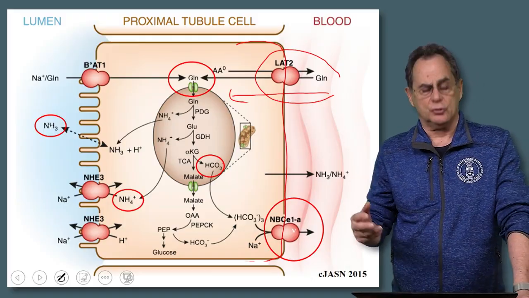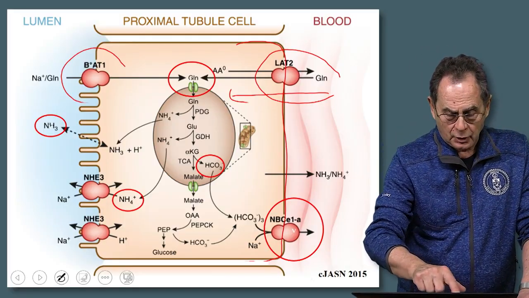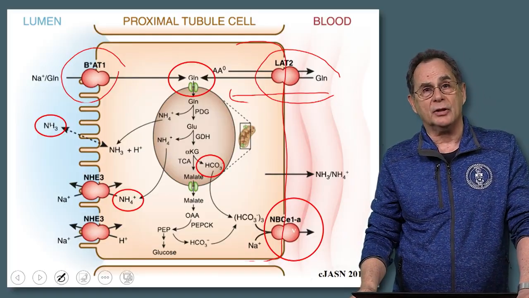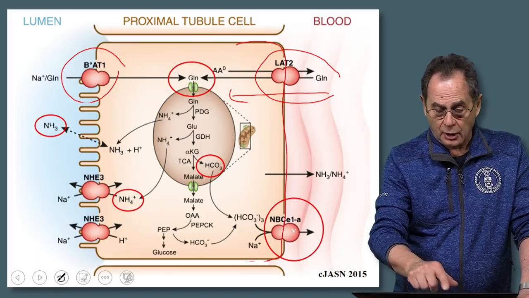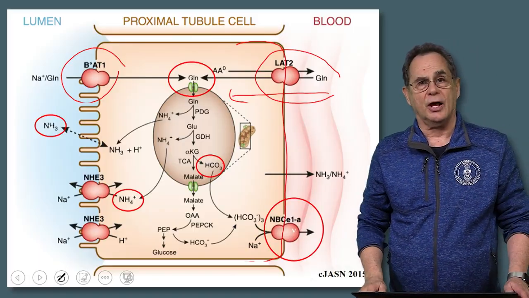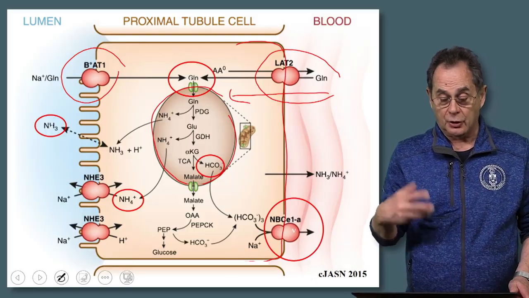So this is an amino acid transporter. There's one at the luminal membrane and one at the basolateral membrane. So glutamine enters the cell. This middle portion here is meant to represent mitochondria.